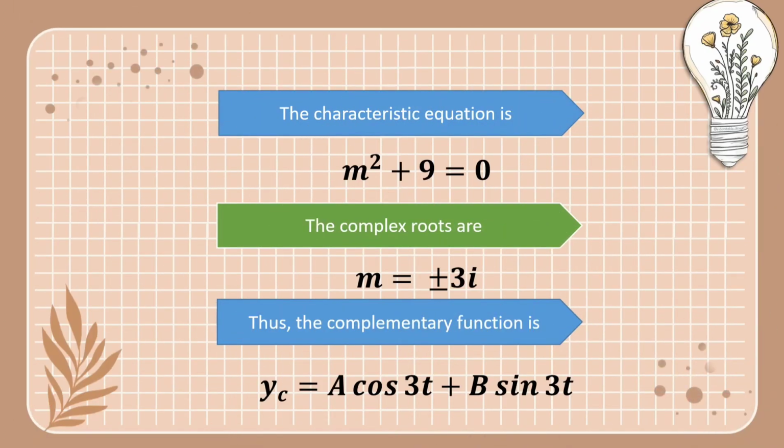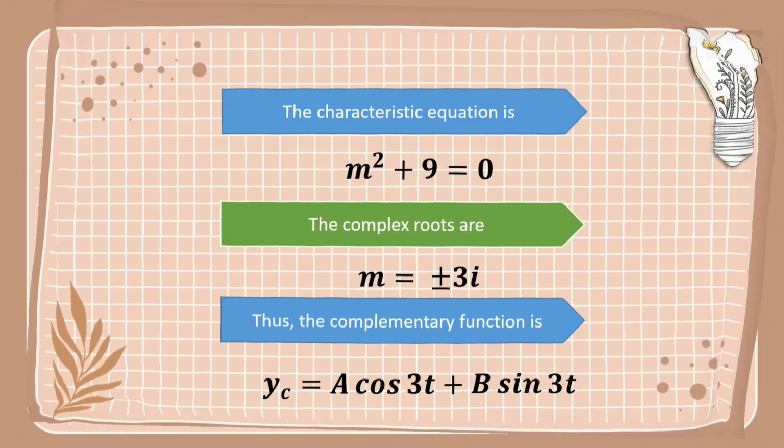We have the characteristic equation m squared plus 9 equal to 0, and we got the complex roots m equal to plus minus 3i. Thus, the complementary function is yc equal to a cos 3t plus b sin 3t, where a and b are constants.